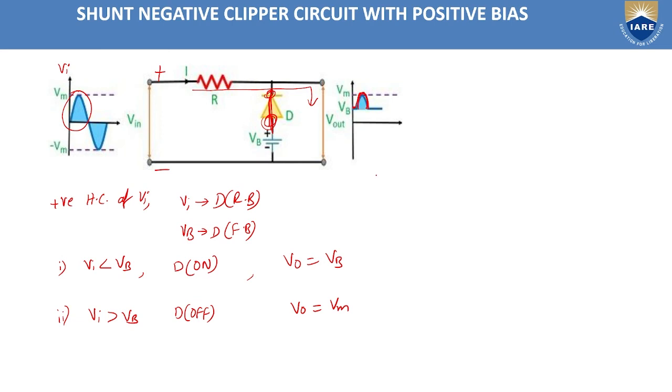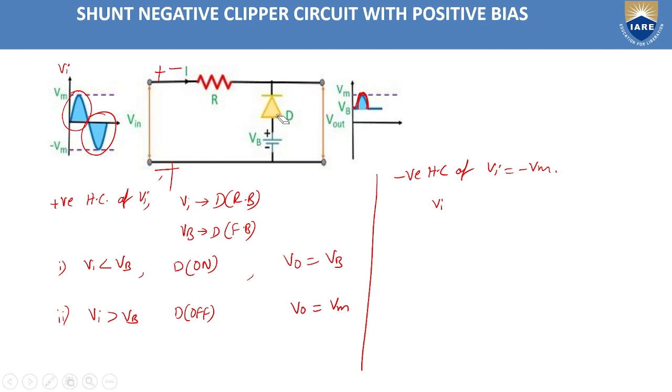Okay, and similarly for the negative half cycle of my input voltage, that is minus Vm. In this case, here it is minus, here it is plus. So for the cathode terminal, we are providing the negative voltage. So Vi is making the diode on and Vb is also making the diode on. So the diode is on, which means it will short.